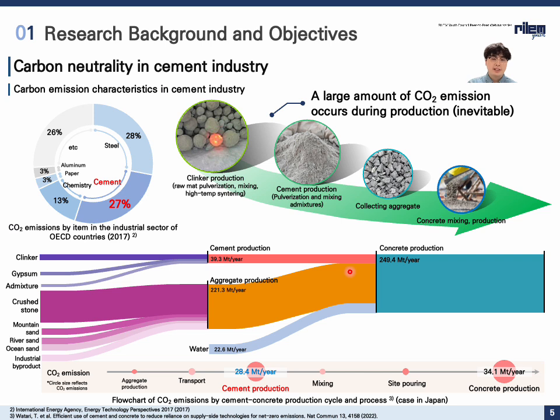In the cement industry, carbon emissions are a major concern. Actually, cement production accounts for about 27% of industrial CO2 emissions among OECD countries. Cement manufacturing inherently produces large emissions, especially during clinker production, which involves high temperature sintering of raw materials. Further emissions occur during cement blending, aggregate processing, and also concrete mixing.